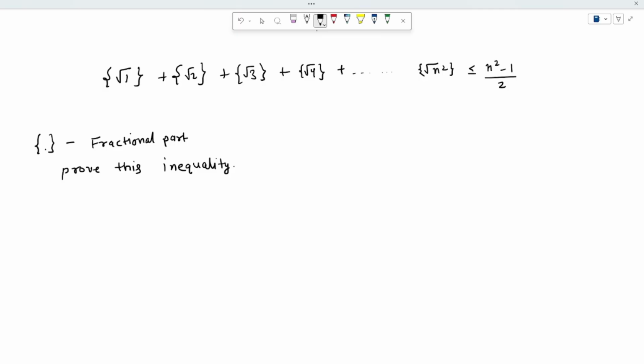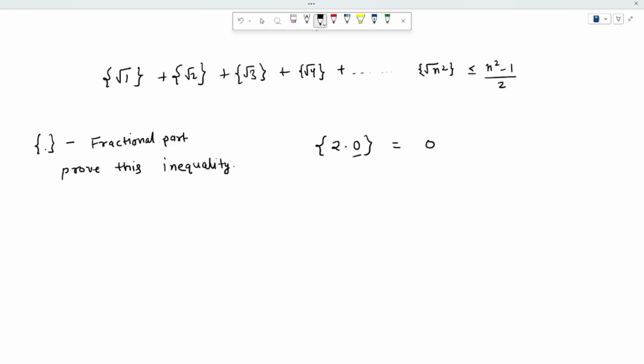So here we have numbers given in a sequence. Suppose these are just 1, 2, 3, 4 till n square, then we can easily find the sum, the sum of the first n square natural numbers. But here we have been given the fractional part. So what is the fractional part? If we have the number 2, its fractional part is 0.